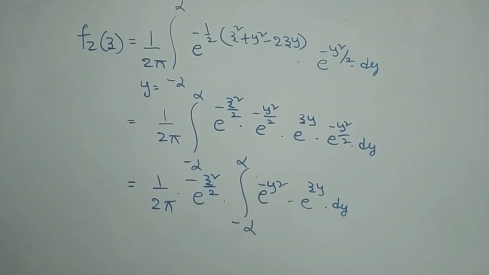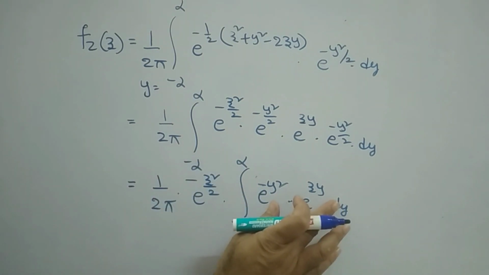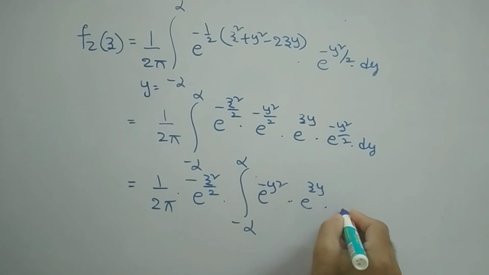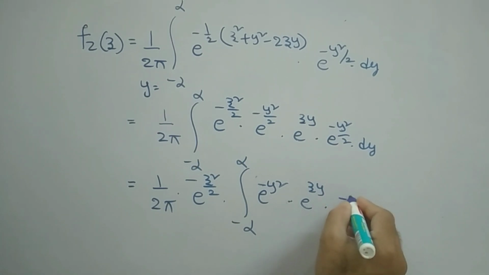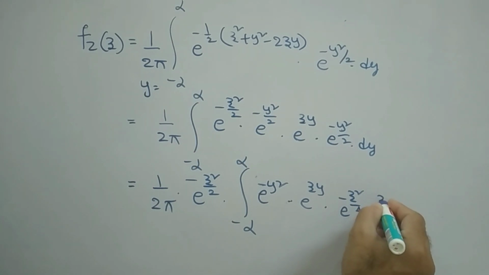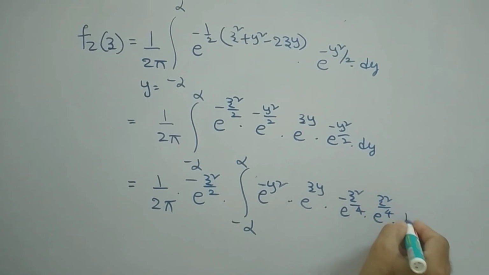Now, in the next step, I will do a small modification. I can multiply this entire thing with e power minus z square by 4 into e power plus z square by 4 into dy.